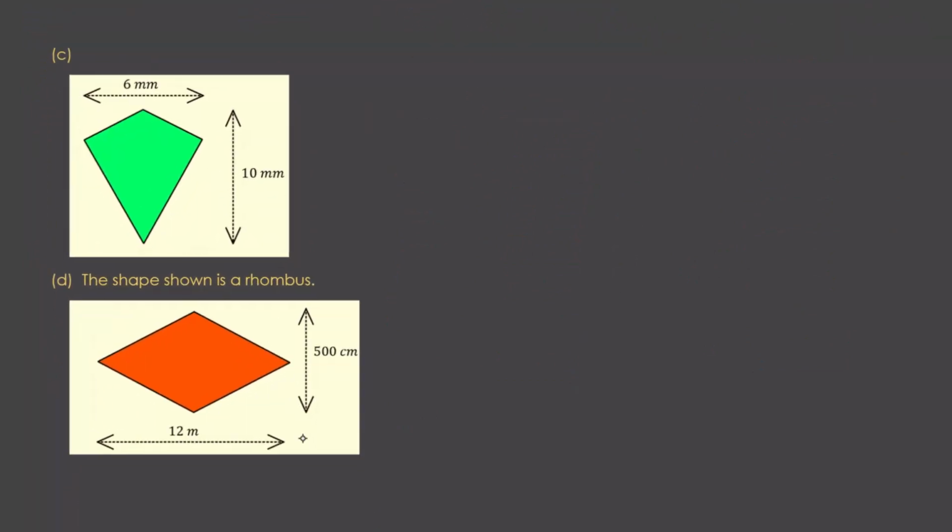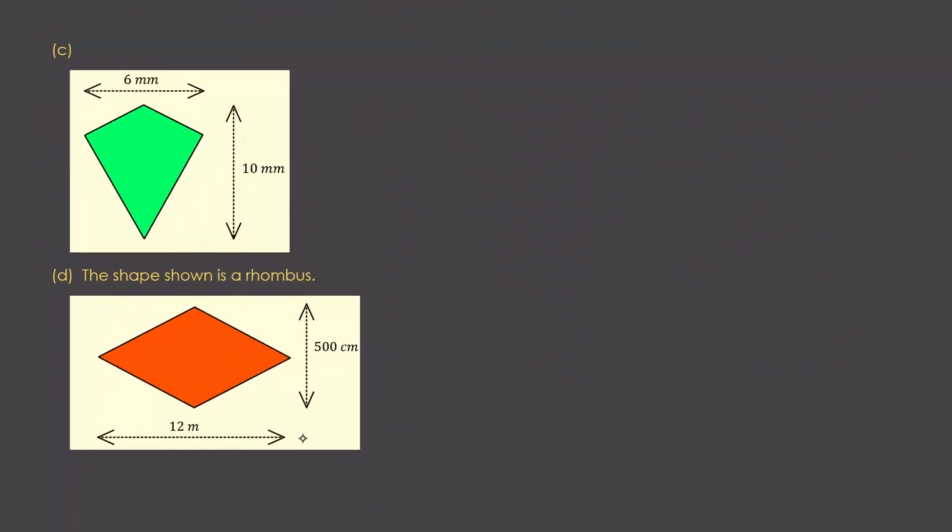Now these ones are kites, and no problem with the units here, they're both in millimeters. So we know the formula is xy divided by 2. And so that's just going to be 10 times 6 divided by 2, which is 30 square millimeters.